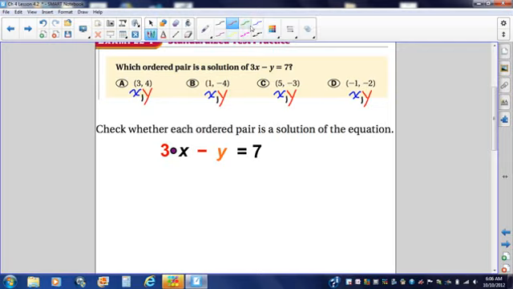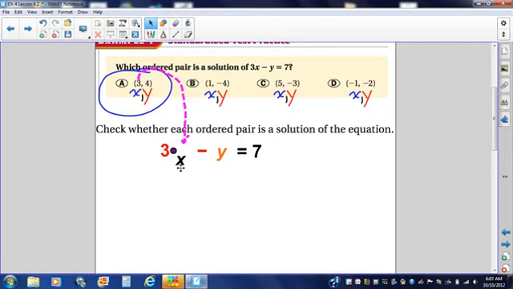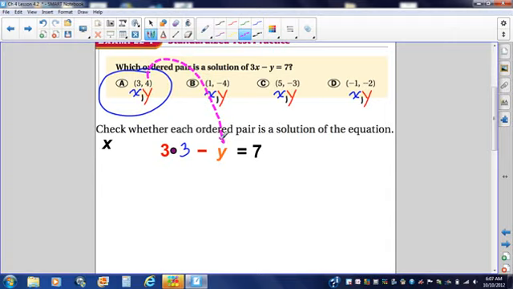So if you would, please write the ordered pair 3 comma 4 and then write x comma y on your paper. What I'm going to do is guess that this is the correct answer, and I am going to substitute 3 in for x. They were touching each other here, so that means multiplication. So I'm going to put in my 3. Now I am going to substitute 4 for y. Make sure you put the 3 in for the x, the 4 in for the y.